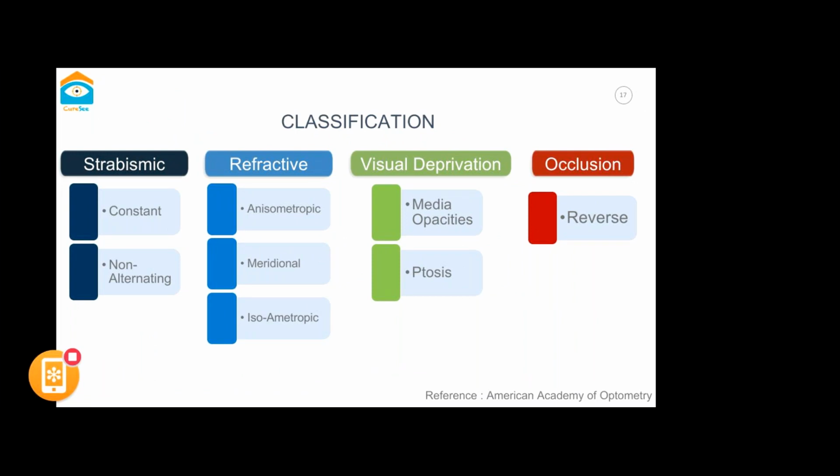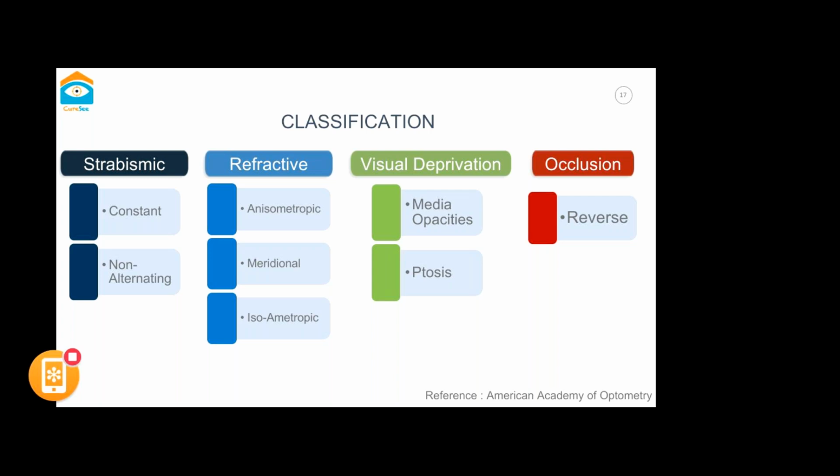Next is visual deprivation. Under visual deprivation, we have media opacities. Suppose the patient is having cataract or corneal scar, then the light rays are not reaching the fundus. Then we have to treat that cause first, but it is causing amblyopia again. So it is media opacities, and the next one is ptosis. This is under visual deprivation. If there is ptosis, the patient might not be able to see clearly in case of severe ptosis. Then fusion.